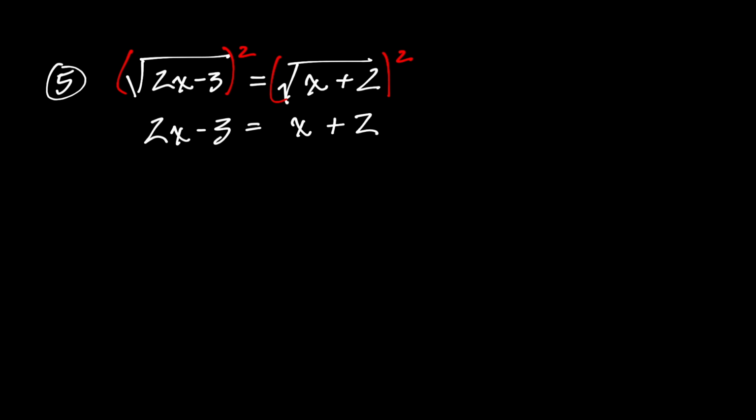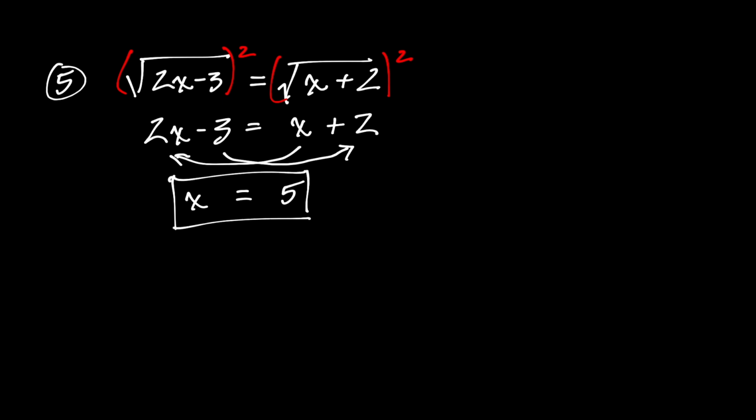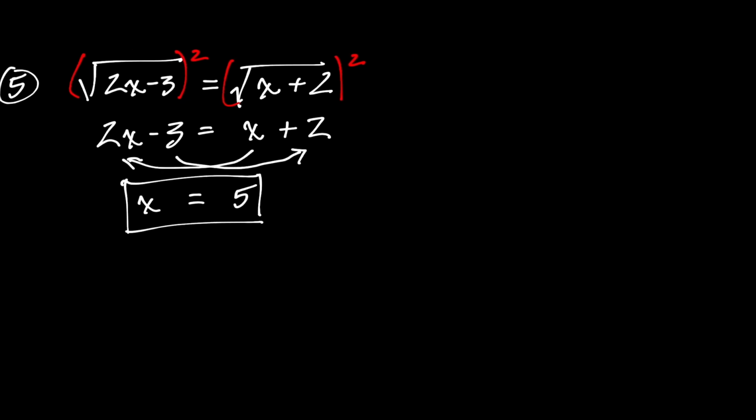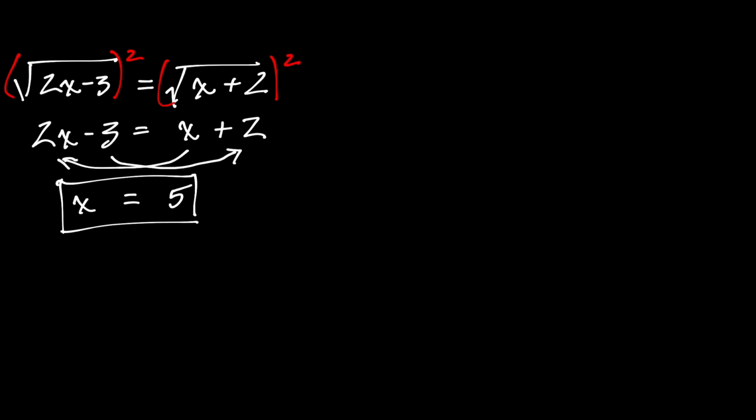So I'm going to move this x over here. 2x minus x is x. I'm going to move this 3 over here. 2 plus 3 is 5. So x equals 5. That's the only solution we come up with, so it kind of has to work. But let's go back and check it just to make sure.